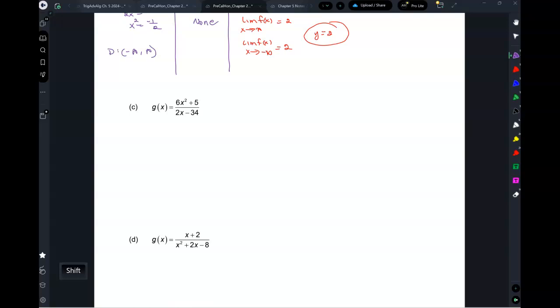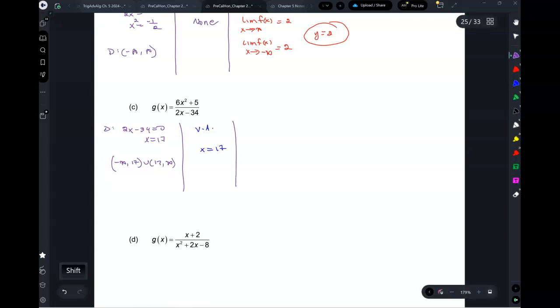Okay. So here we go. Domain, right? So 2x minus 34 equals 0. X is 17. So negative infinity to 17, 17 to infinity. That's my domain. What's the vertical asymptote? X equals 17, you mean? That's right. Okay, horizontal asymptote.